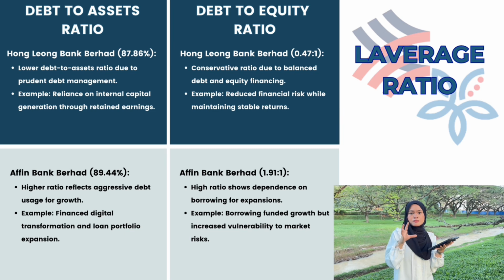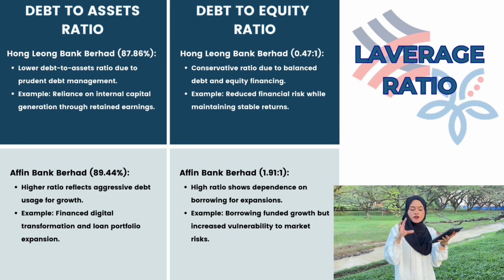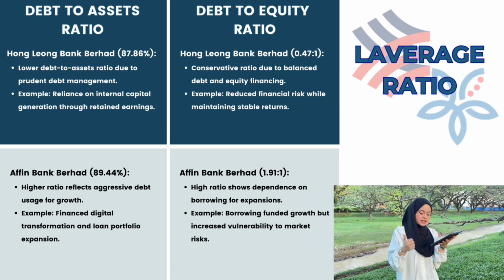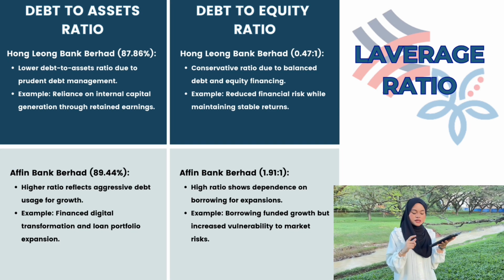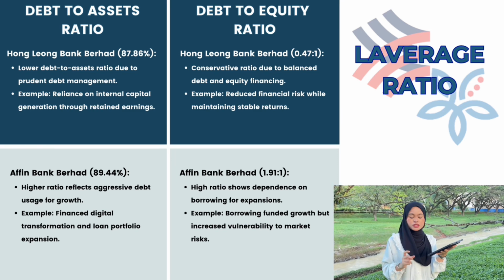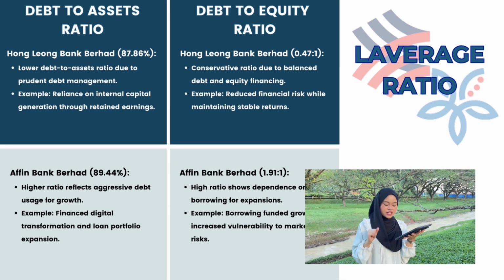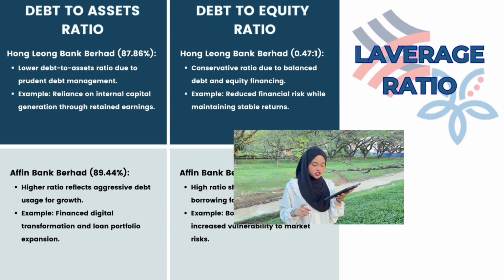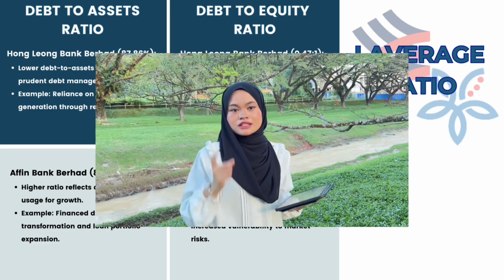despite supporting growth. So to conclude, Hong Leong Bank outperformed Affin Bank in profitability, asset efficiency and financial stability due to selective lending, efficient credit management and prudent debt control. Affin Bank was strong in liquidity, but faced a high financial risk due to aggressive expansion and reliance on debt financing. That's all from me. To the next person.